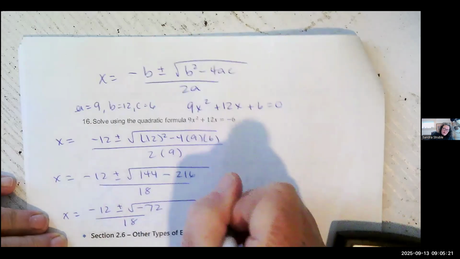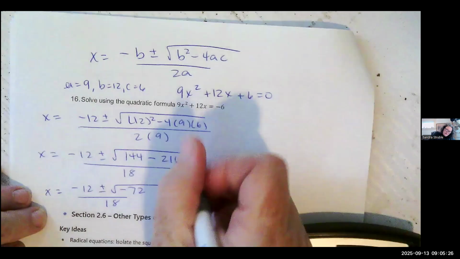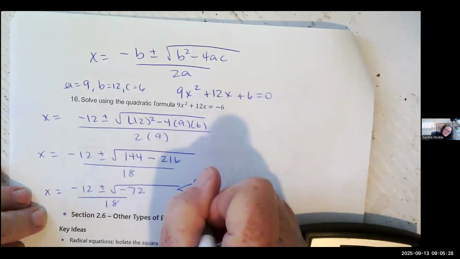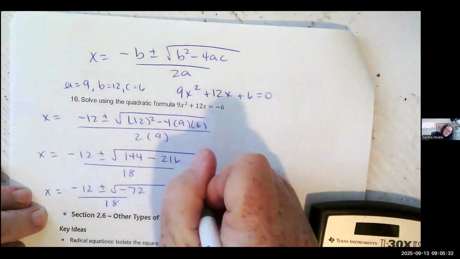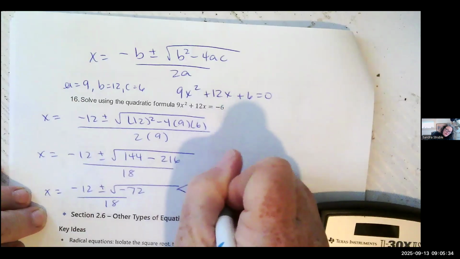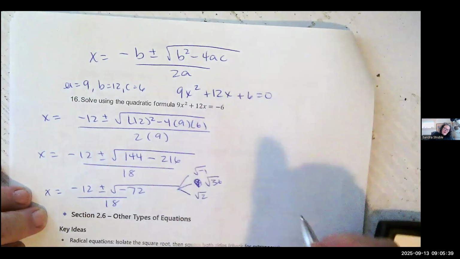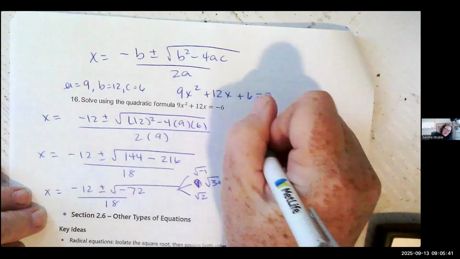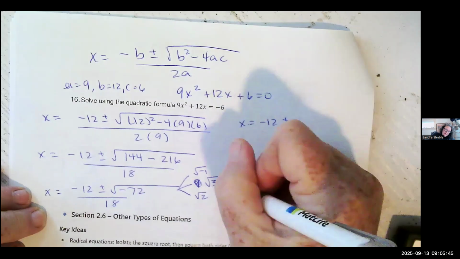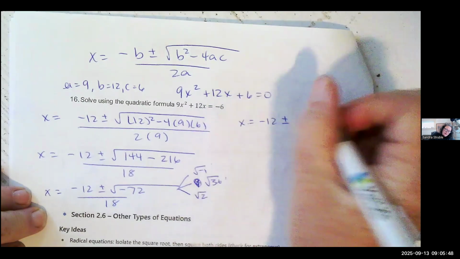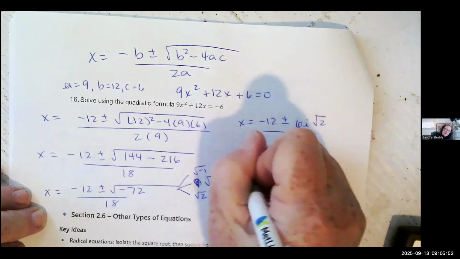72 breaks down into 9 and 8. Oh, let's do something different. Let's do 36 and 2. Square root of 36, square root of 2, and square root of negative 1. So this is going to be x is equal to negative 12 plus or minus 6i square root of 2 over 18. Let's break these up.